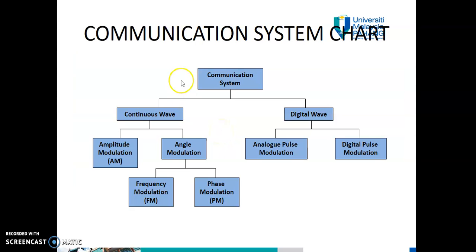Now basically, in a communication system you have continuous wave. Continuous wave means sinusoidal. Digital wave means 01010101 in bits. In continuous wave you have amplitude modulation and also angle modulation. Under angle modulation you have frequency modulation and phase modulation. For digital wave you have analog pulse modulation and digital pulse modulation.